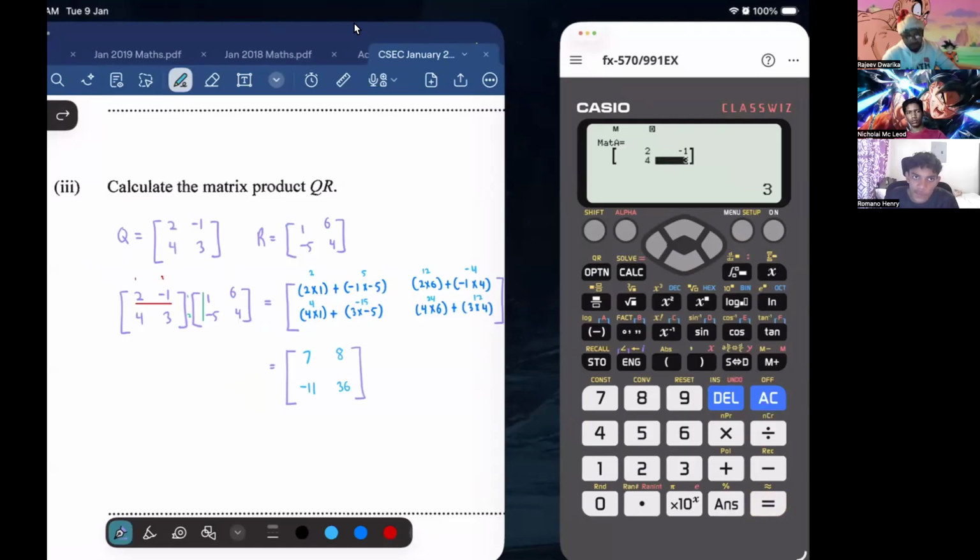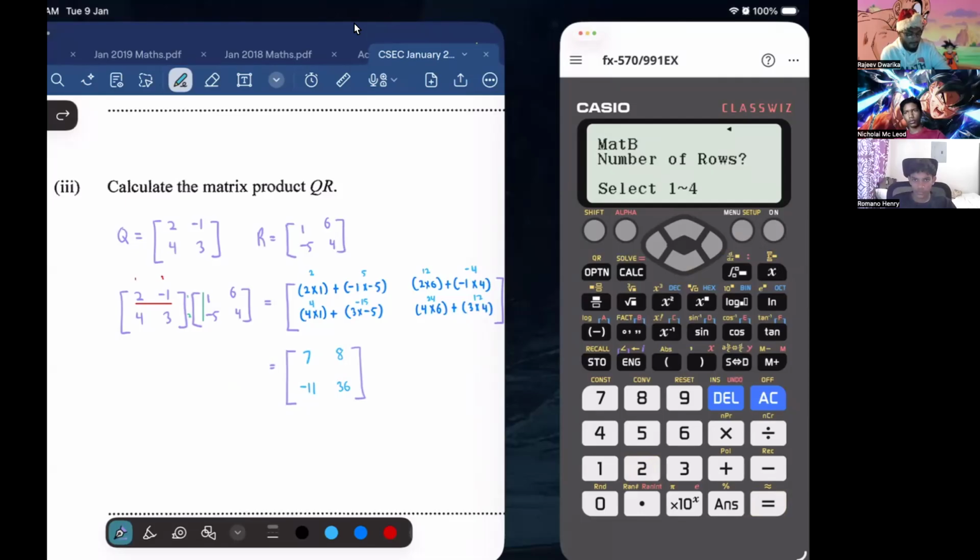Give me a second. The Casio I have is a bit different from this, so I'm trying to remember how to do it here. We can figure it out. So press equal, then I want you to press AC. Then you're going to press menu setup again. Then you're going to press matrix. Then you're going to define a second matrix. Let me call our second matrix B, so you press 2 for B.